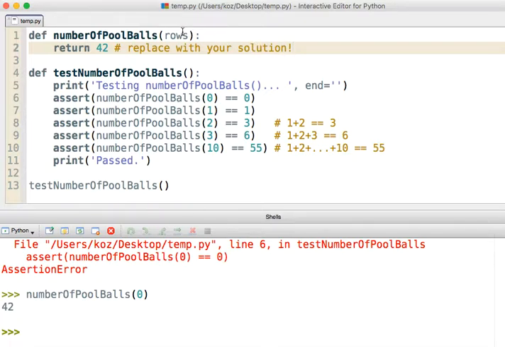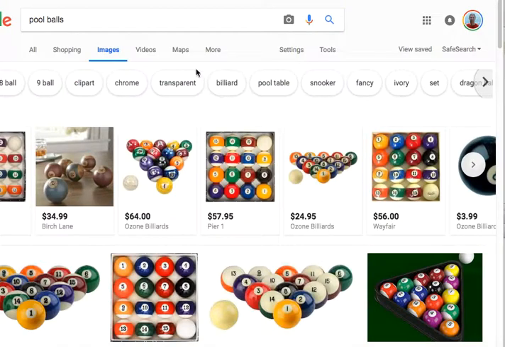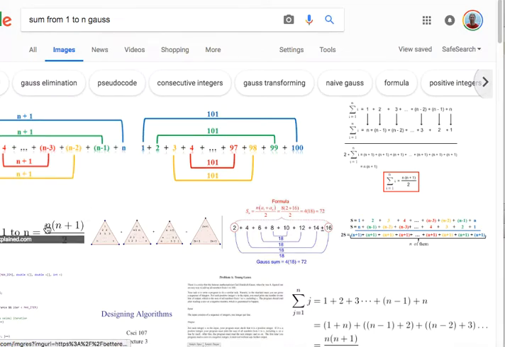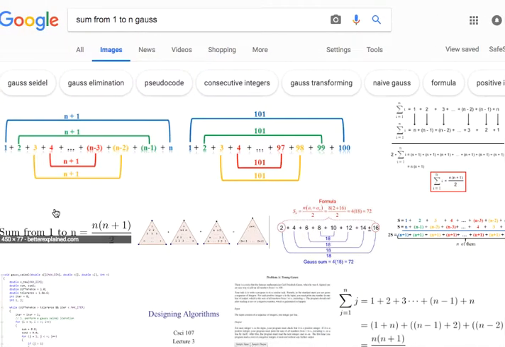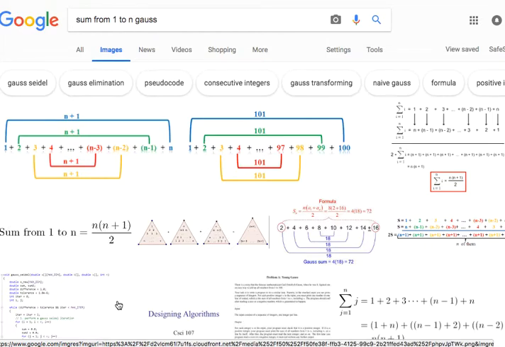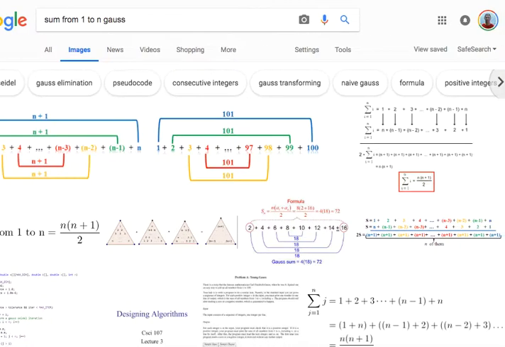Now, I could do it with a loop, only we don't know about loops yet, so forget that. So I want to do it with a formula. Fortunately, there actually is a formula. So if you look here, instead of looking at pool balls, let's look at the sum from 1 to n, and here's the formula we have for this. You can see that the sum from 1 to n is n times n plus 1 over 2. It's right there. And there are some pictures that try to tell us why. I'll revisit those later if you're interested. It's optional. But it's n times n plus 1 over 2. That's the sum from 1 to n.